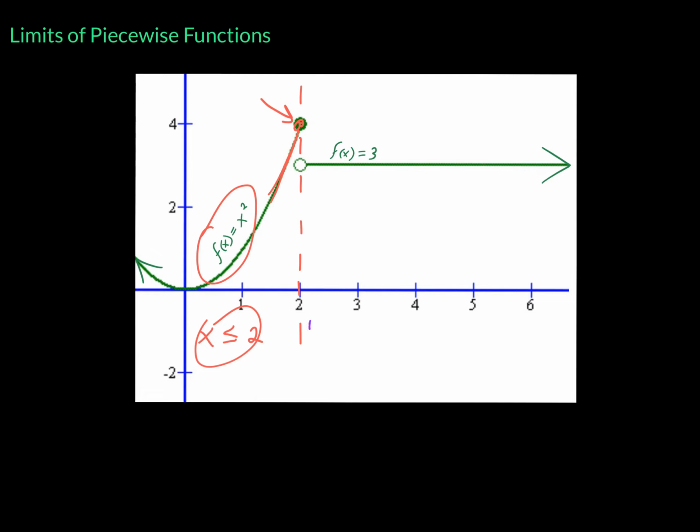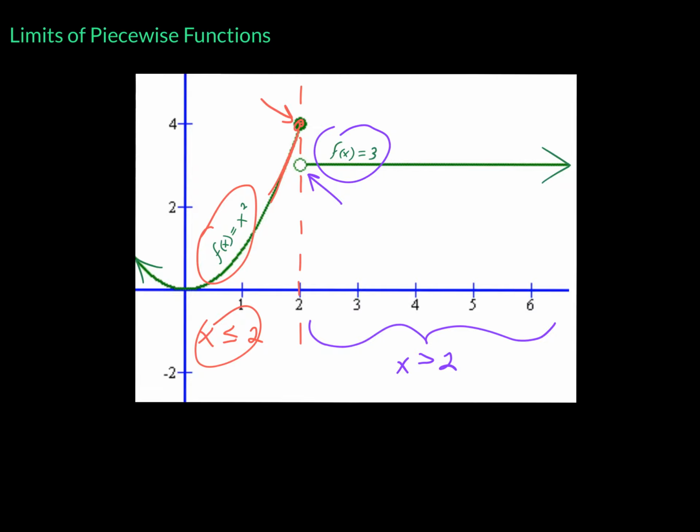Notice over here, though, we have a different function. We're using y equals 3, or f of x equals 3, but not all the time. We only use it when our x value is strictly greater than 2. I know it's strictly greater than 2 and not equal to 2 because notice the open hole, the circle at the end of the graph. Graphically, that should make sense. We have two different functions in two different pieces of the graph, hence piecewise function.